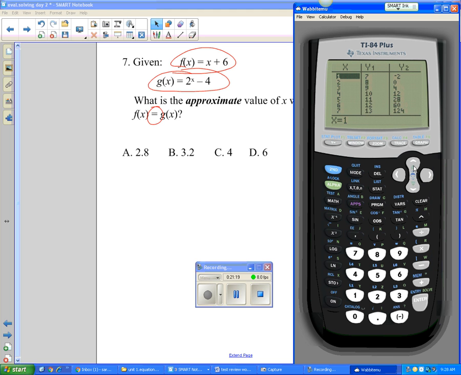All right, and what do I want these y1 and y2 to be? The same, close. I want them to be equal. So once again, kind of use your answer choices to help you. What about at 2? Are they equal? What about at 3? What about at 4? Close. What about at 6? So what's the closest? 4.